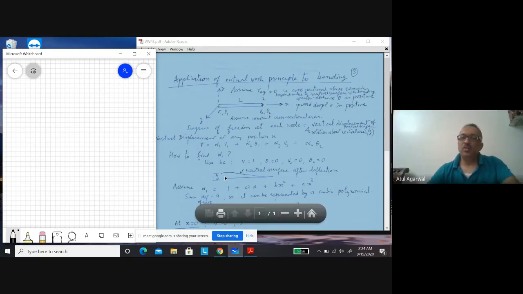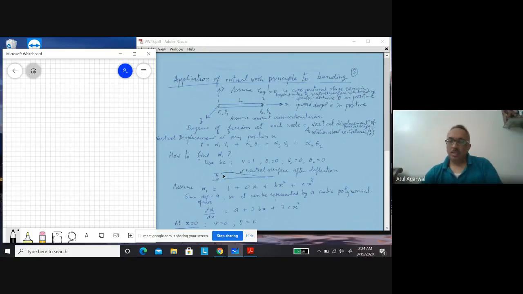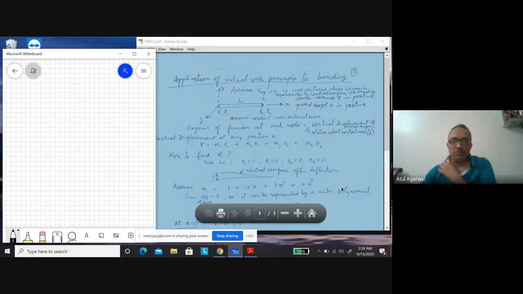So this is how neutral surface looks after deflection. You see here slope is 0 and this vertical displacement is 1. Here our slope is 0 and vertical displacement is also 0. So we want to find a function that represents this curve. We call that function N1. Now we assume that N1 is equal to 1 plus ax plus bx square plus cx cube.